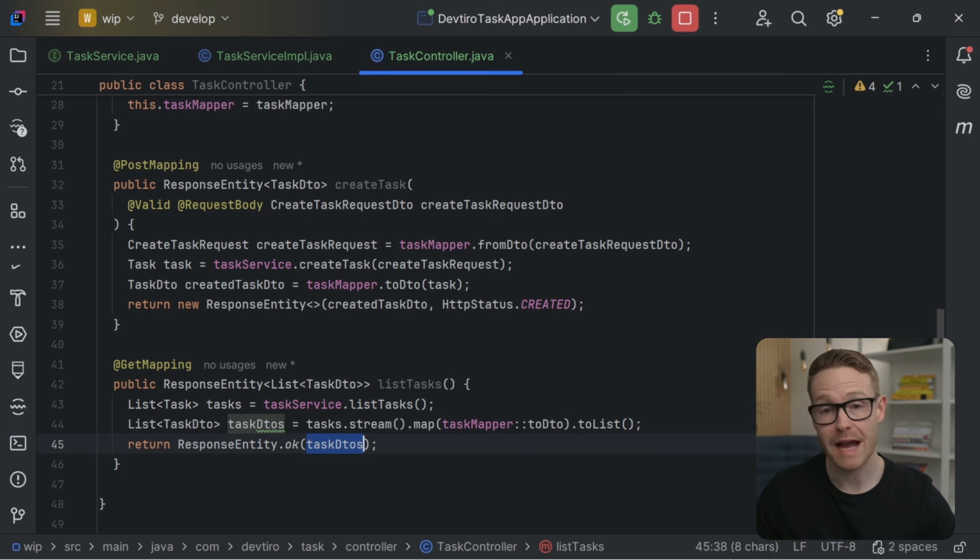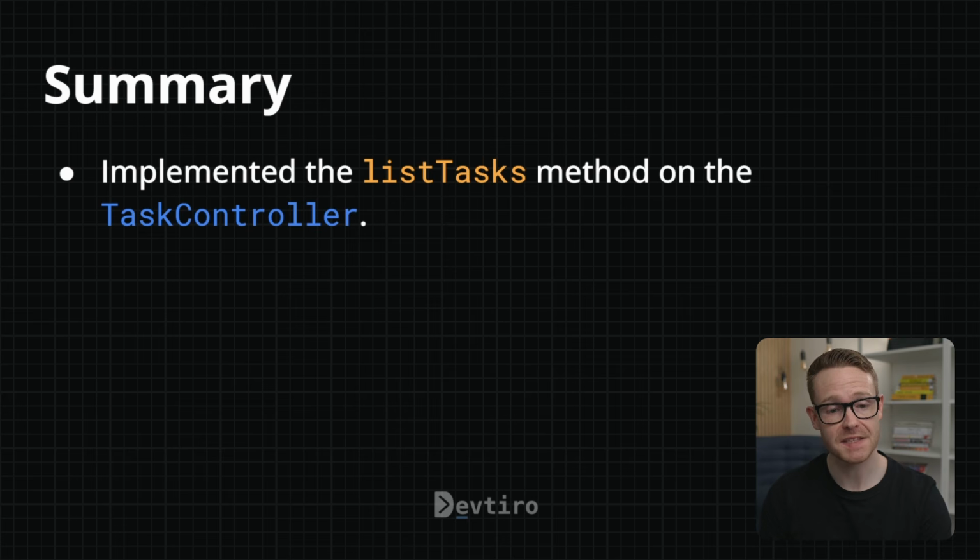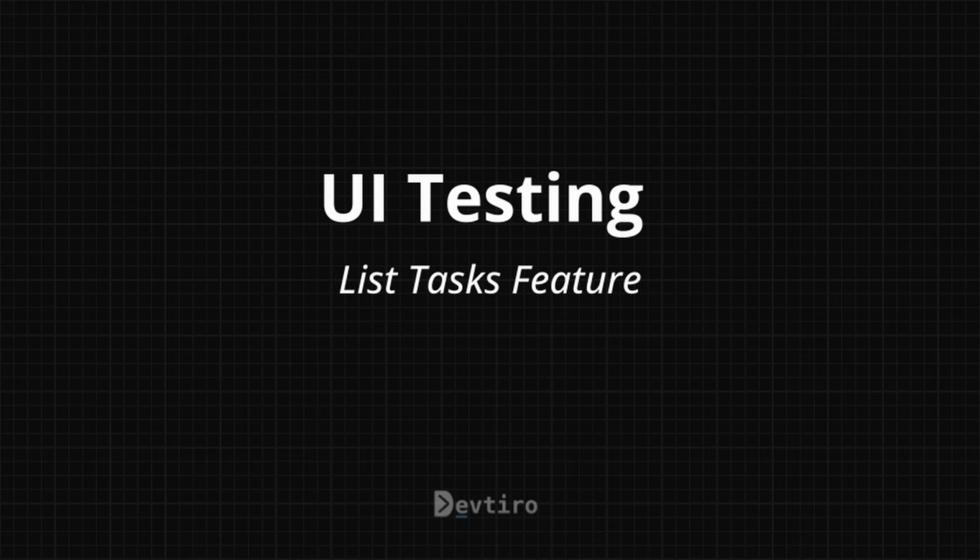So with that done, we can now move on to testing this out in the user interface. So in summary, we implemented the list tasks method on the task controller. So we've now implemented a create task endpoint and now a list tasks endpoint. So let's try it out in the user interface.